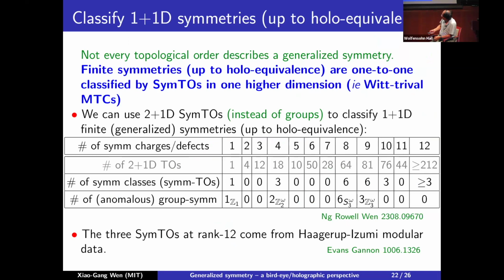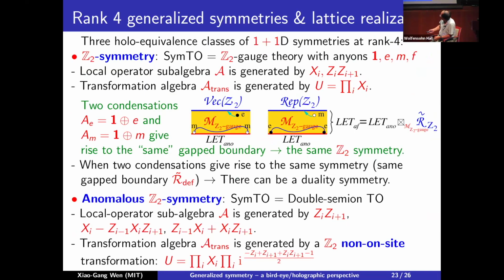And so maybe let me just make some remarks. For example, this is a picture to describe Z2 symmetry. Just for Z2 symmetry in 1+1 dimensions, the symTO is just a Z2 gauge theory. It has excitations 1, E, M, and F, this toric code model. Then this Z2 gauge theory describes this Morita equivalence class of Z2 symmetry.